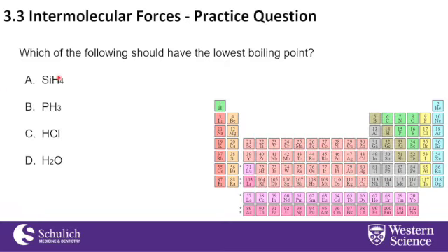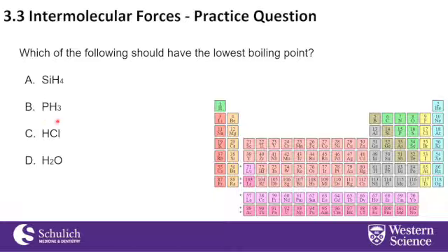So for option A, we know that this is a non-polar molecule because silicon has 4 valence electrons and 4 hydrogen substituents, meaning that there is going to be an equal pull in all directions and no permanent dipole moment, meaning that dispersion forces are the only forces present in this compound.